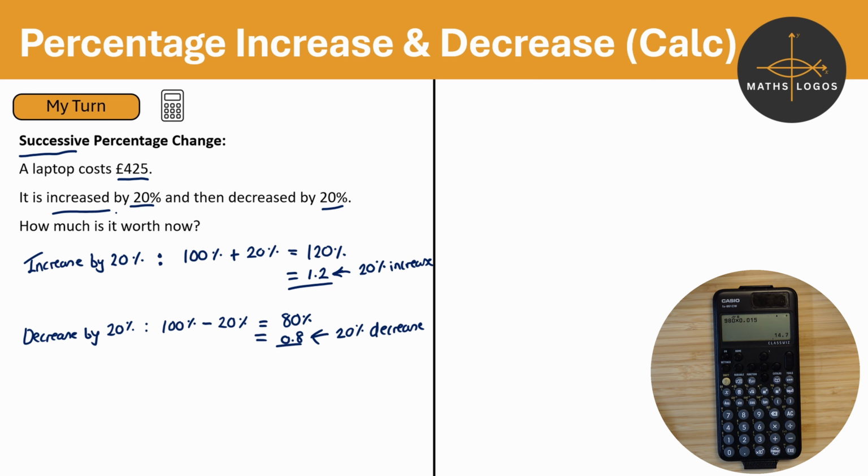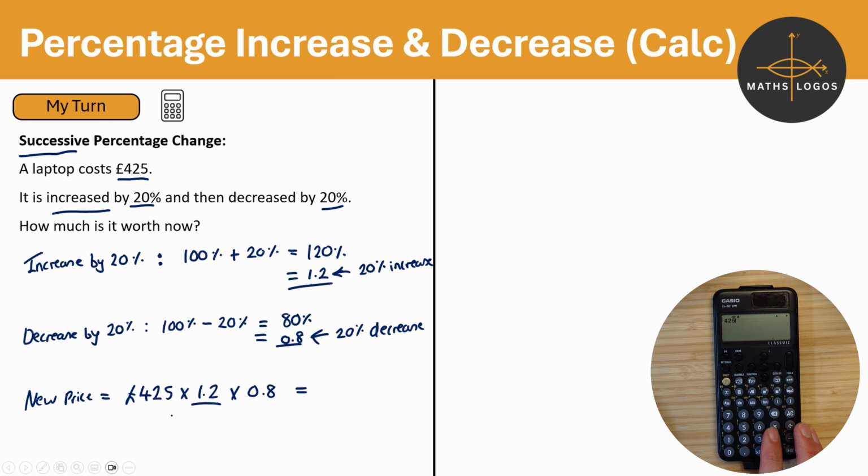Two things have happened to this laptop. It's been increased and then decreased. And we want to work out how much it's worth now. So we'll say the new price is equal to the original price. So that's the £425 multiplied by 1.2. So that's the 20% increase. And we could work out what that is and then take that value and go on with our calculation. But I can just do this in one big calculation. So it's actually this entire thing I'll type in my calculator.